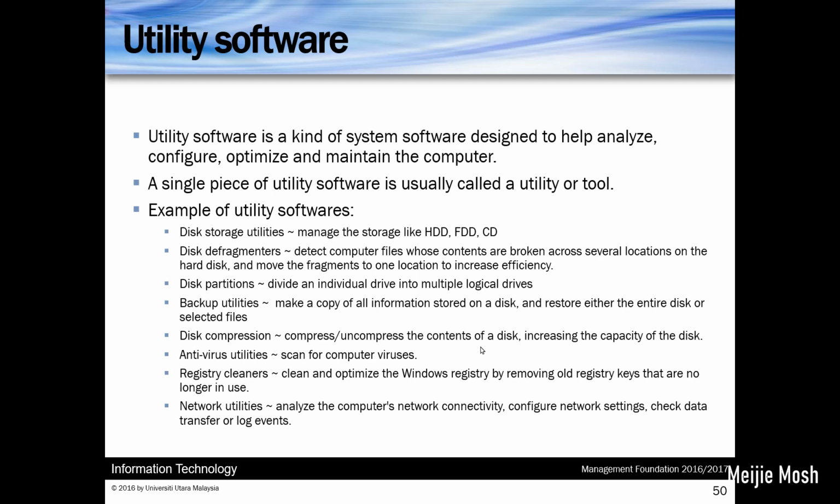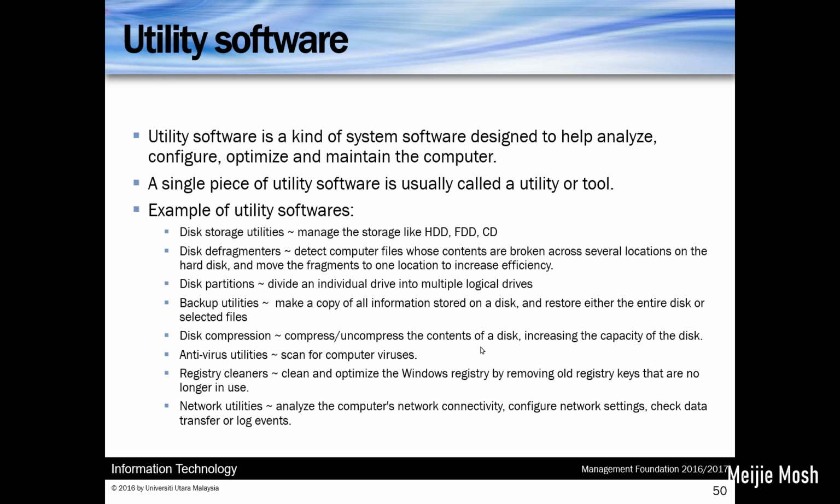So, utility software is a kind of system software designed to help analyze, configure, optimize, and maintain the computer. A single piece of utility software is usually called a utility tool, utility, or tool. Examples of utility software are storage utilities that manage storage like the hard disk drive, floppy disk drive, or compact disk drive.